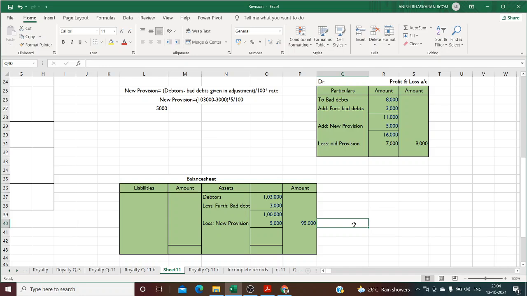Sometimes instead of bad debts you can consider discount, and instead of provision for bad and doubtful debts account you will get a question based on provision for doubtful debts, provision for discount on debtors. The accounting procedure and the journal entries procedure are always the same. The only thing is that instead of bad debt you have to specify discount allowed account, and instead of provision for bad and doubtful debts account you have to specify discount on debtors. Thank you.